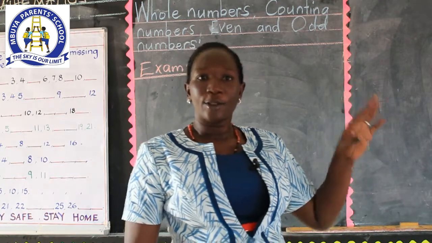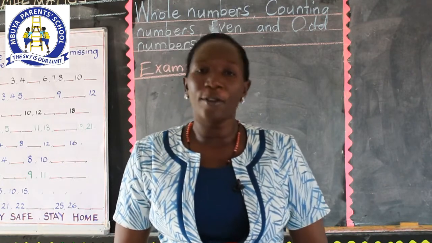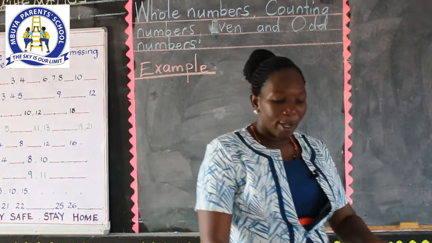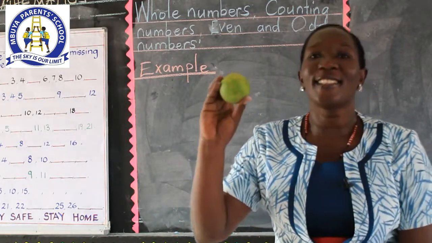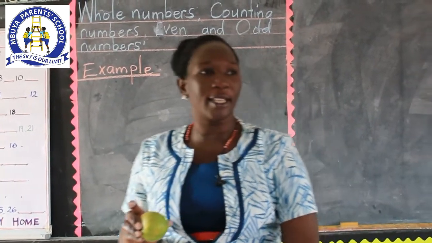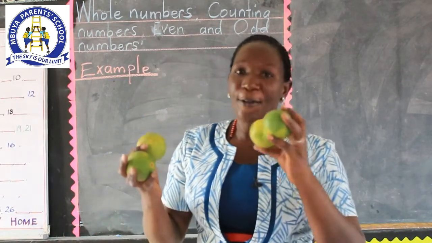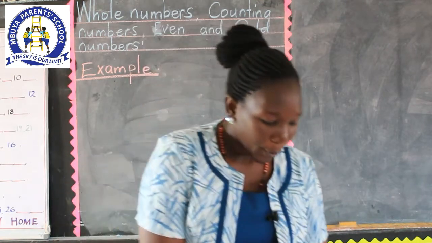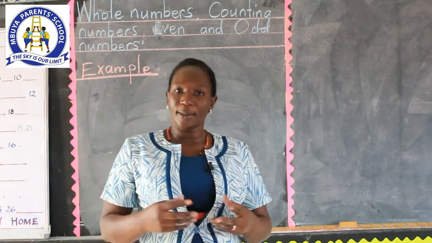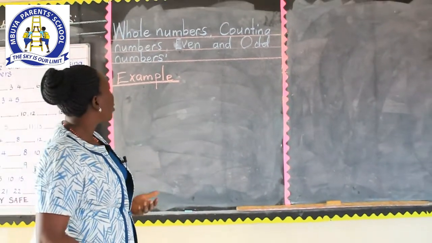We say 0, 1, 2, 3, following in that order. Then when we talk of counting numbers, we start counting with 1. When you look at my oranges, I will not say 0. I'll say 1. This is 1 orange. So I'm counting. I'll say 1, 2, 3, and 4 oranges. So whenever we are counting, we start with 1. And whole numbers simply start with 0.